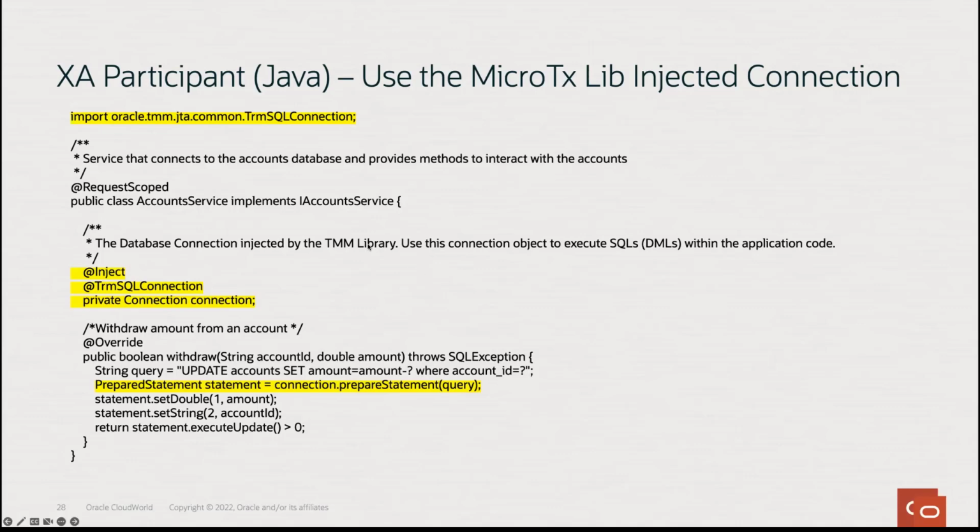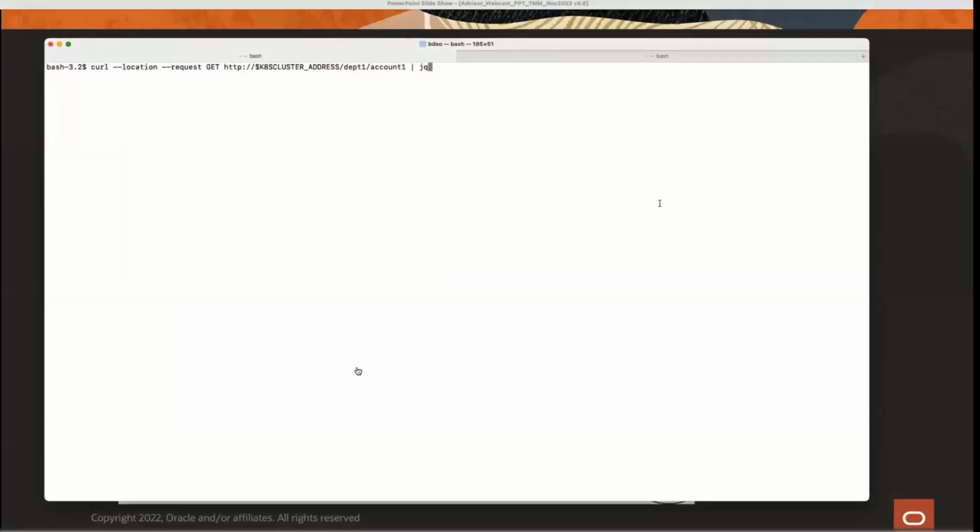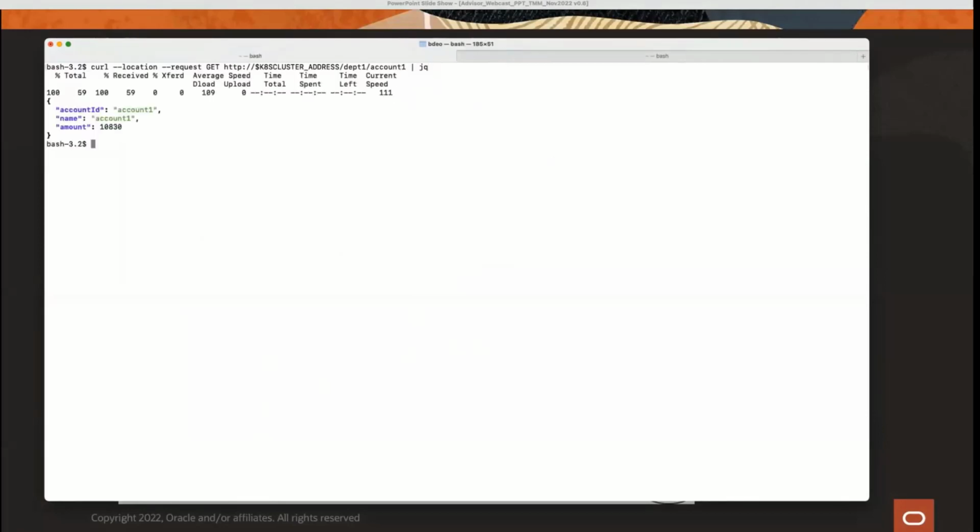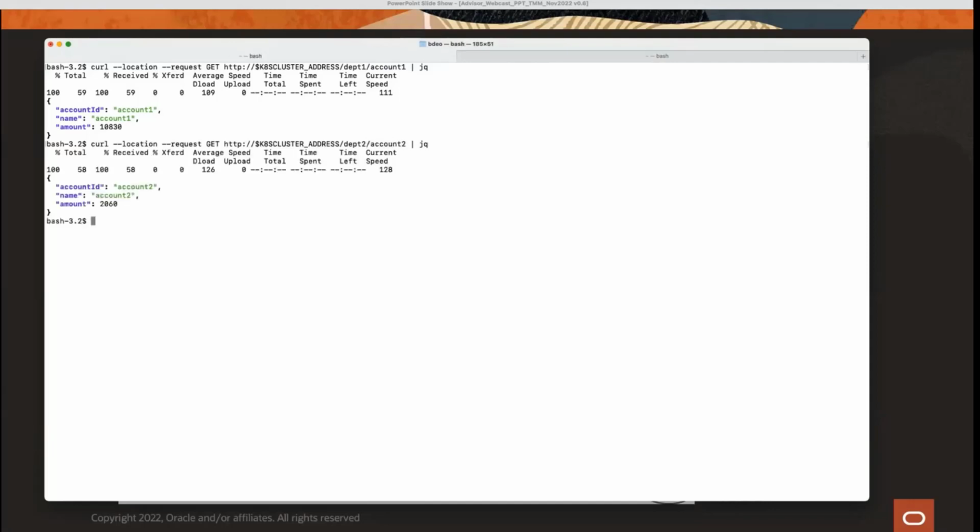Now let's demonstrate the teller application by making an amount transfer here. In this case, we'll make a transfer from department 1 to department 2. The transfer will happen from account 1 in department 1 to account 2 in department 2. So let's check the balances in these two accounts before we make the transfer. You can see the balance in account 1 is 10830. The department 2, account 2 has a balance of 2060.